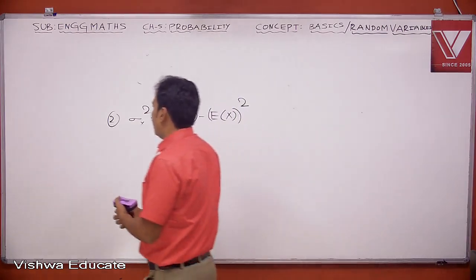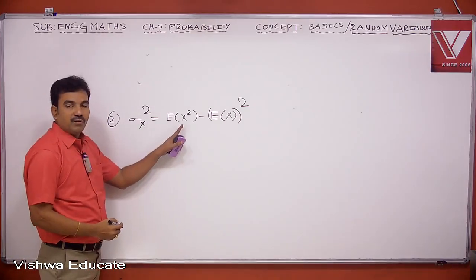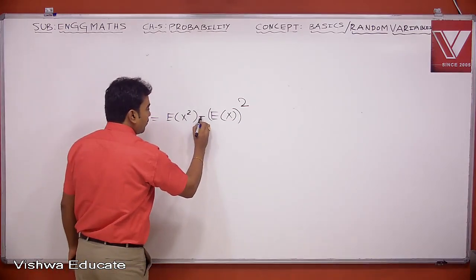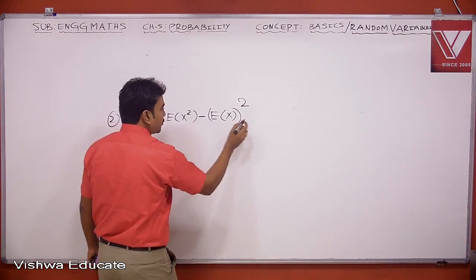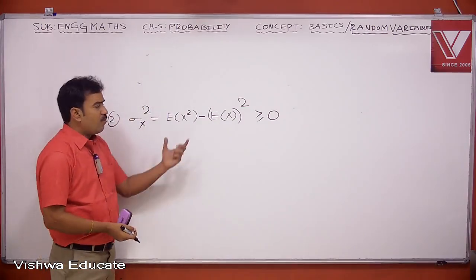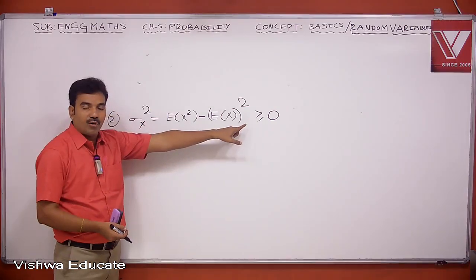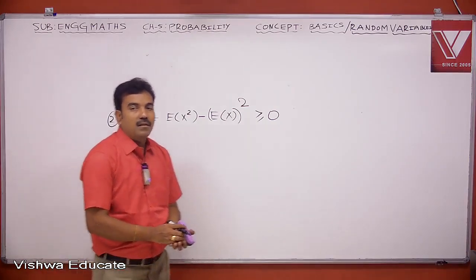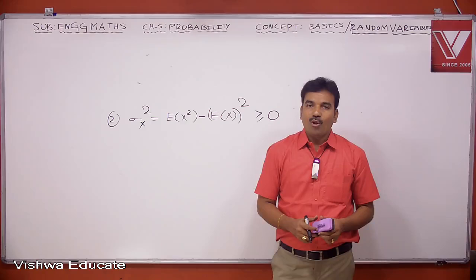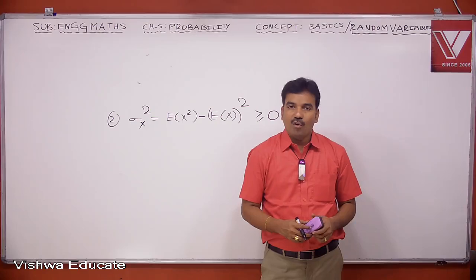Now look at the variance of a random variable. The same formula we were using for both discrete and continuous random variables. Here we have a minus symbol between these two, but even so, the variance of any random variable is always greater than or equal to 0. This is the most important point. The variance of any random variable is always non-negative. Note: the variance of a random variable is non-negative.